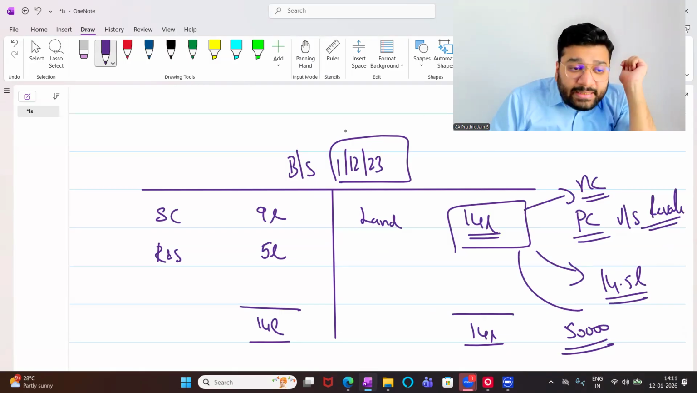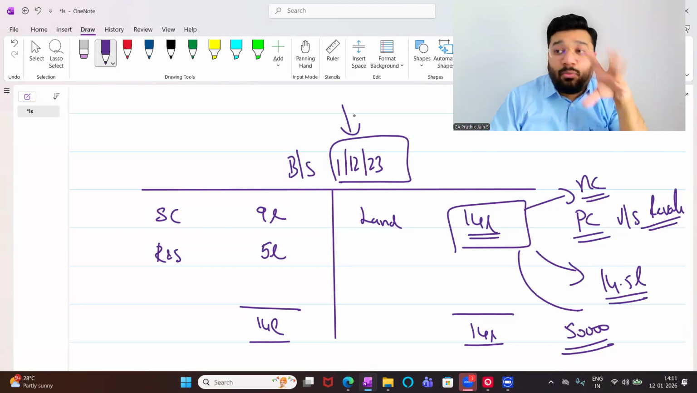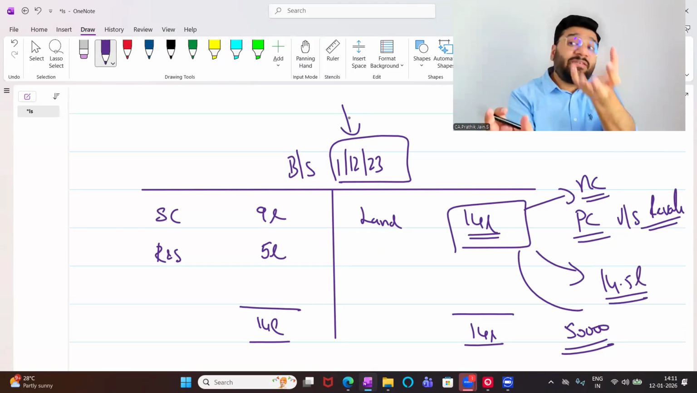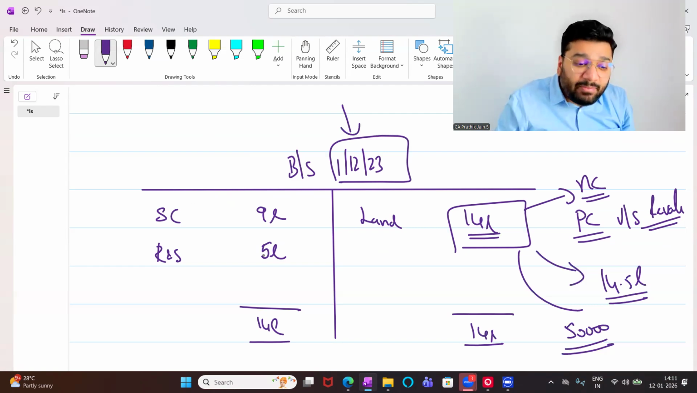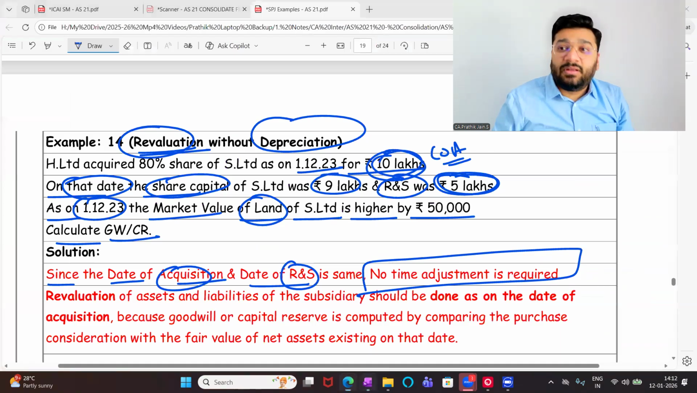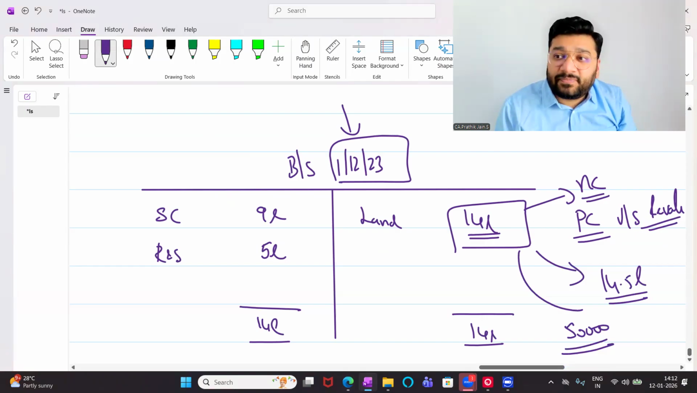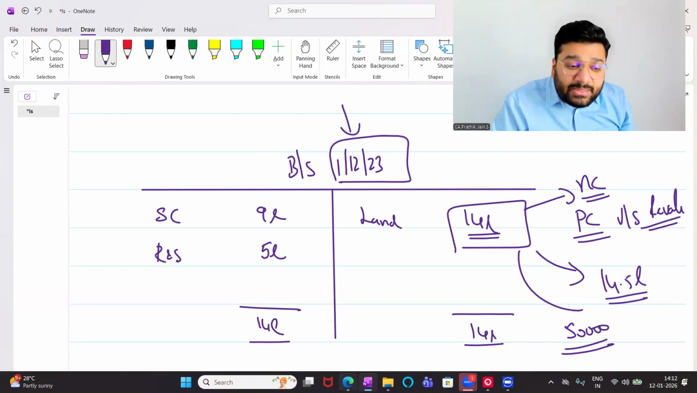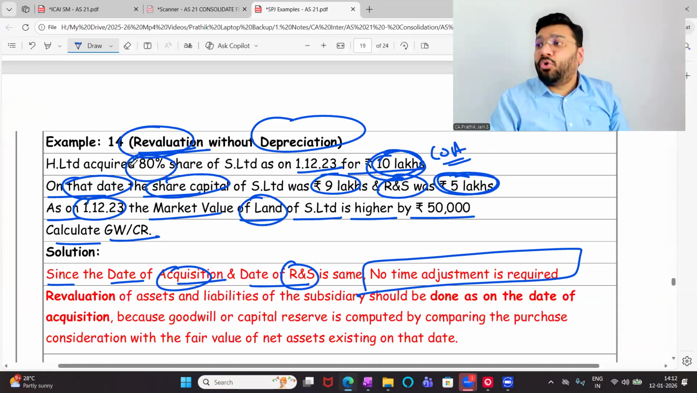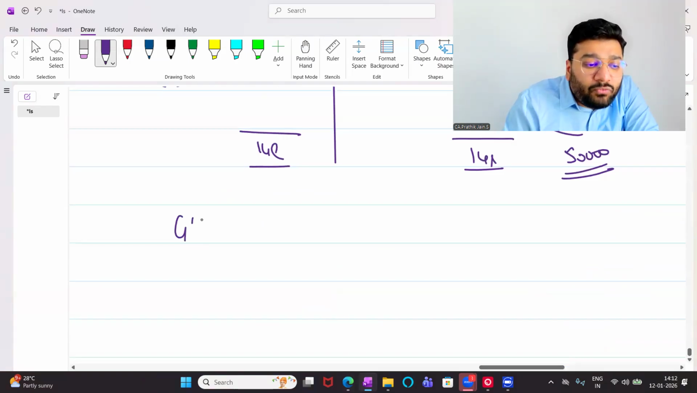It means on the date of acquisition, I want to know the money that I've paid. Have I paid more or less? I want to know what is the money that I've paid and what is the worth I'm getting. The money that I've paid is 10 lakh rupees. For paying this 10 lakh rupees, what is the worth I got in return? Net asset. Whatever is the net asset of the company, how much of it belongs to me? 80%. Okay, not okay. Now, listen to me very carefully. I'm doing a good calculation of goodwill and capital reserve.